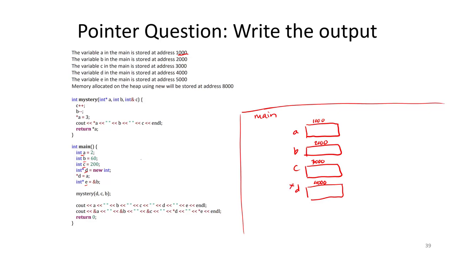Since d is a pointer, I'm also going to put a little asterisk next to it, just so I remember that d is a pointer rather than a regular int. And finally, my variable e, also a pointer. E is stored at memory address 5000. So I went ahead and, since I know that this memory is all being allocated by main, I went ahead and drew those boxes.